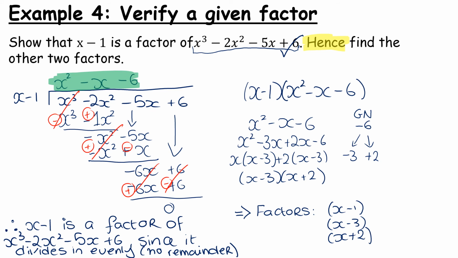So we have to use our answer, so hence, to find the other two factors. So basically we take our answer and we know that x squared minus x minus 6 is a factor, but it's not the smallest factor. We can break that into its own factors. So that is how we would work with a question where we're asked to show that something is a factor of a polynomial.